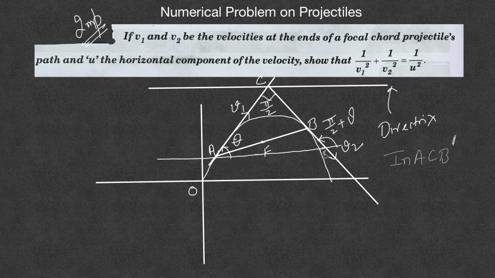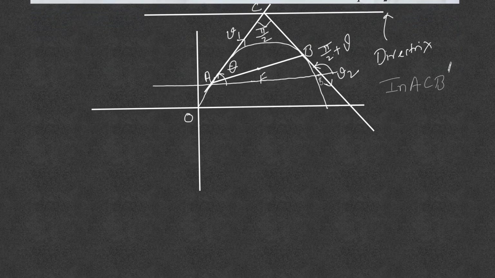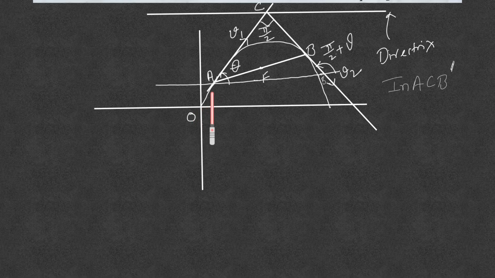Now again read out the statement. If v1 and v2 be these velocities at the ends of a focal chord of the projectile path, and u be the horizontal component of the velocity, we know that the horizontal component of the velocity always remains the same, and it will remain the same in both cases. Here the horizontal component will be the same throughout the path of the projectile. Horizontal component always remains the same. Here at A, the horizontal component will be u. Here at point B, the horizontal component will be the same, it will be u.